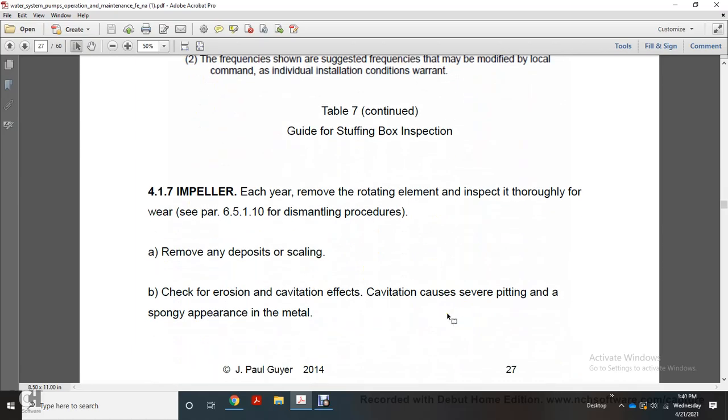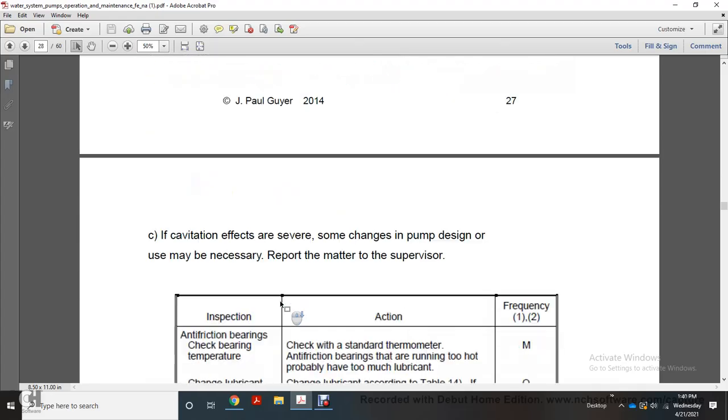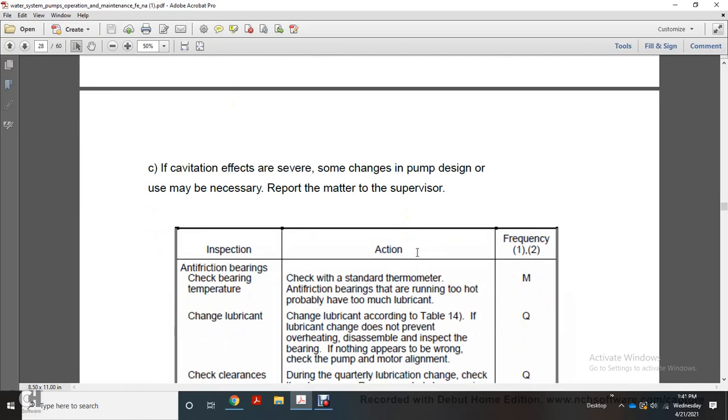Impeller: each year, remove the rotating element. Inspect thoroughly for wear. See the dismantling procedures paragraph. Remove any deposit or scaling. Check for erosion and cavitation effects. Cavitation causes severe pitting and a spongy appearance of the metal, and may require a change of the pump design. Report the matter to the supervisor. Inspection action frequency 1 and 2.